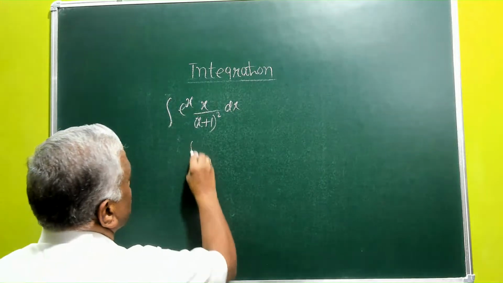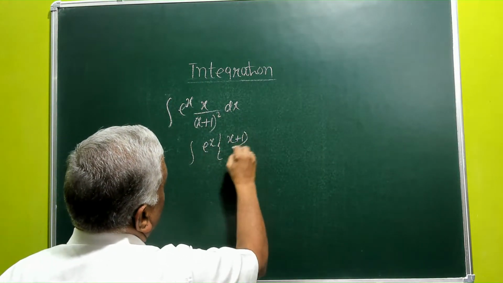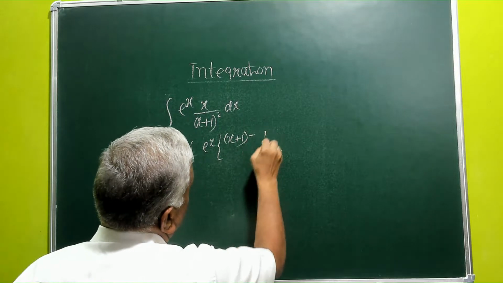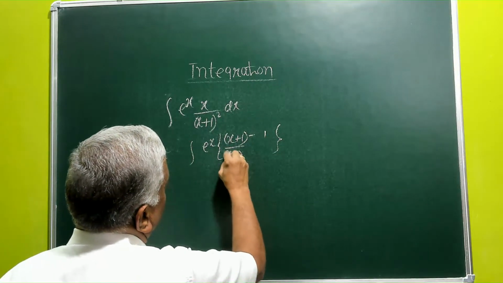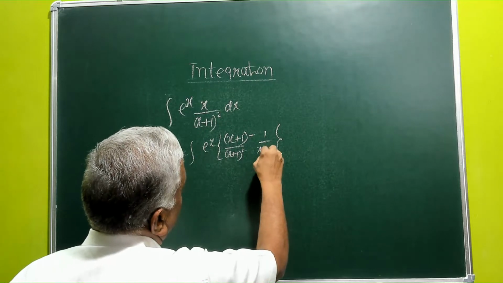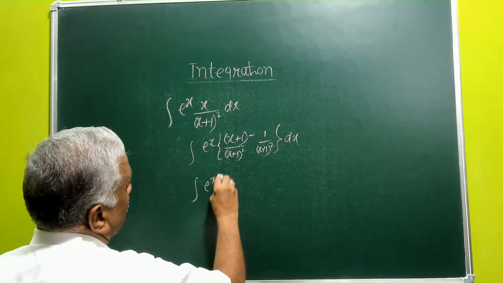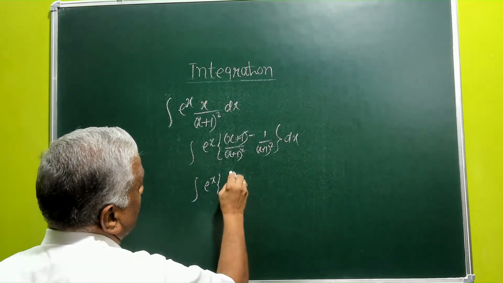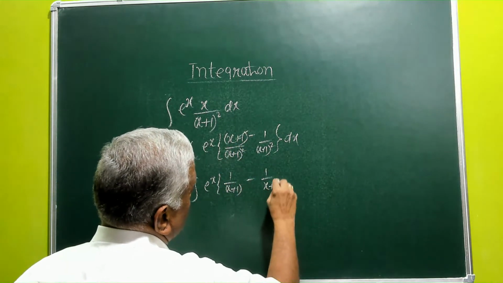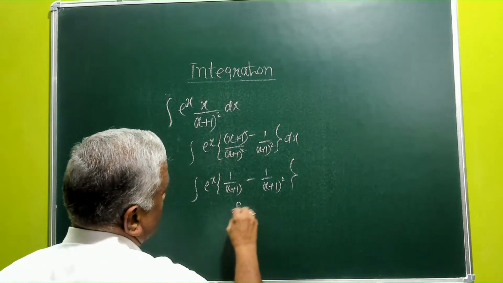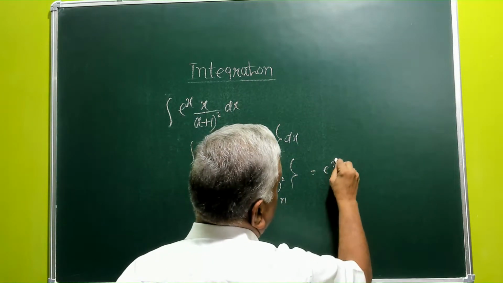So what we do for this problem is, we write this as x plus 1 minus 1, and separate it: x plus 1 over x plus 1 whole square, minus 1 over x plus 1 whole square. If you simplify this, x plus 1 will cancel. You get 1 over x plus 1 minus 1 over x plus 1 whole square. So this is f of x, this is f dash of x. Therefore, the answer is e to the power of x into 1 over x plus 1.